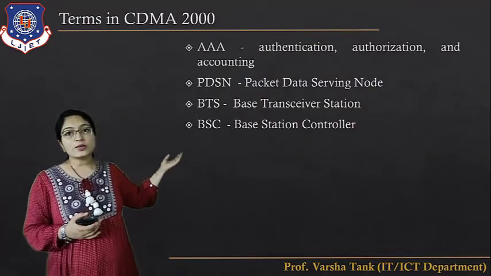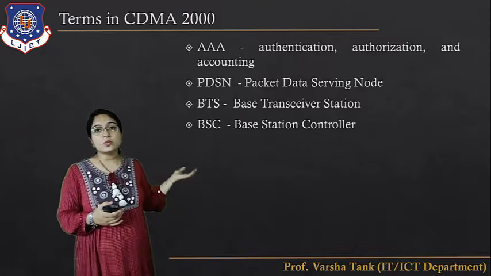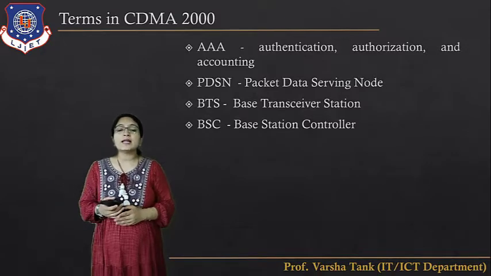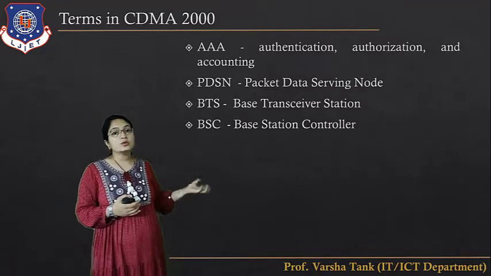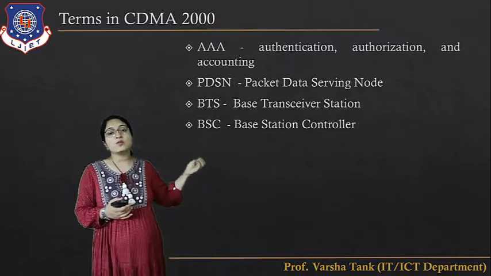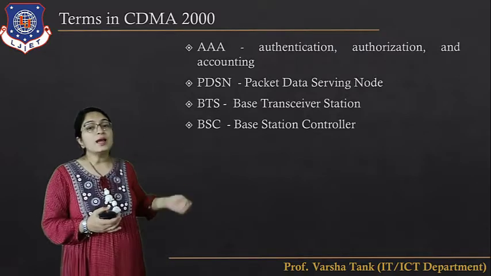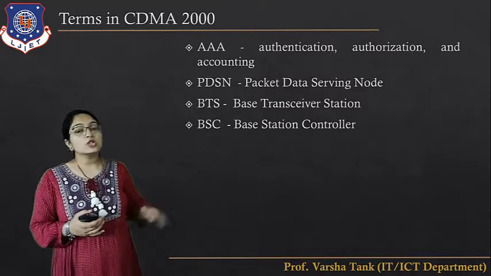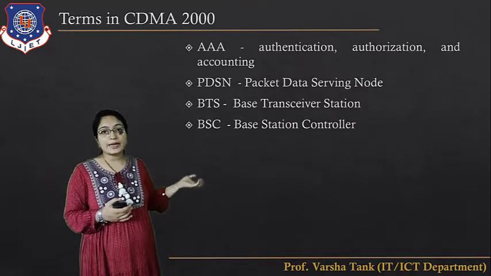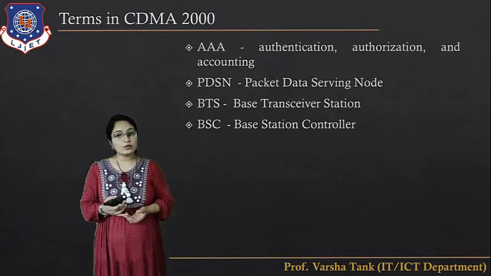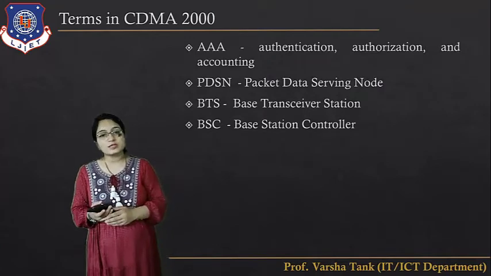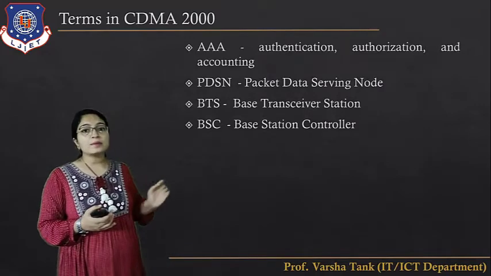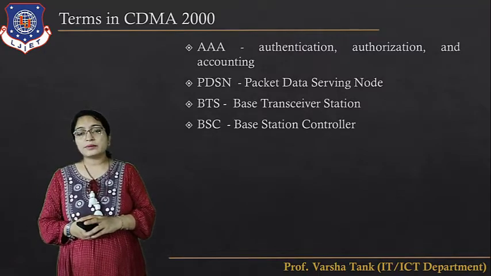Now, what are the terms that you can see? AAA, that means what? The authentication, authorization, and accounting. The authentication, authorization, and accounting will be performed by that AAA. Then PDSN is the packet data serving node. It is responsible for transmitting the packet data. BTS, all of you are aware of this. BTS means the base transceiver system, and BSC means the base station controller.